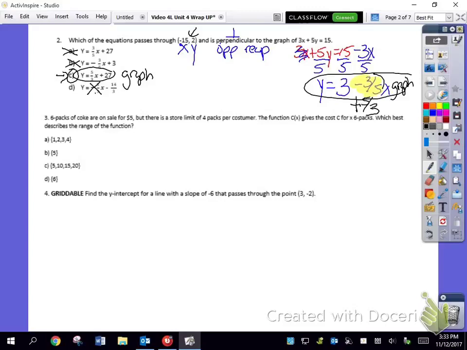Number 3, 6-packs of Coke. So when you go to the store and you get a pack, there's going to be 6 Cokes in it. Okay, so a 6-pack of Coke is on sale for $5. But there's a store limit of 4 packs.